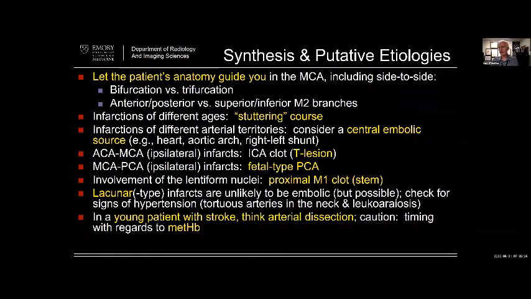All right, let's talk about a few particular situations. Let the patient's anatomy guide you on CTA, because sometimes MCAs, for example, have 2 branches, sometimes 3. Sometimes it's anterior posterior, sometimes it's superior inferior. Sometimes they're different on each side. Obviously, it's going to be hard sometimes to figure out if you're completely missing an artery branch, but you do your best to try to figure that stuff out.